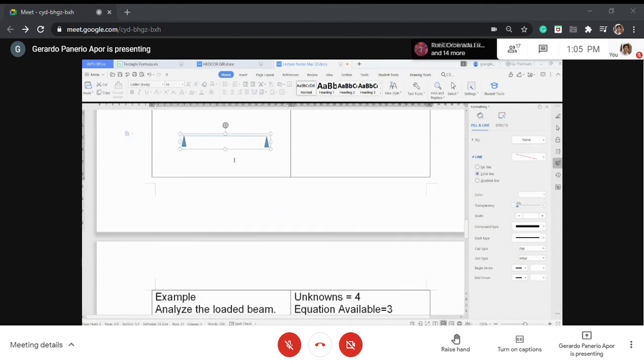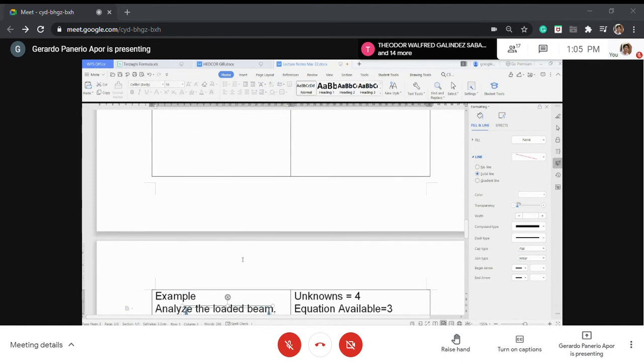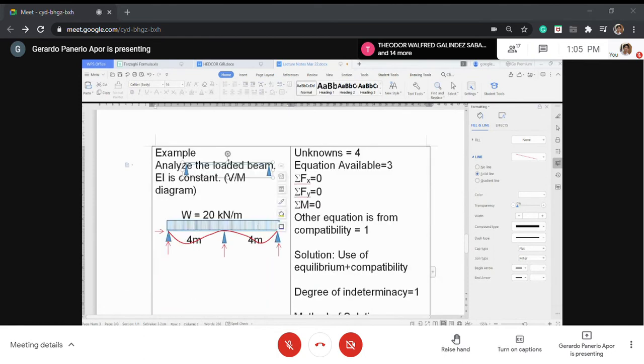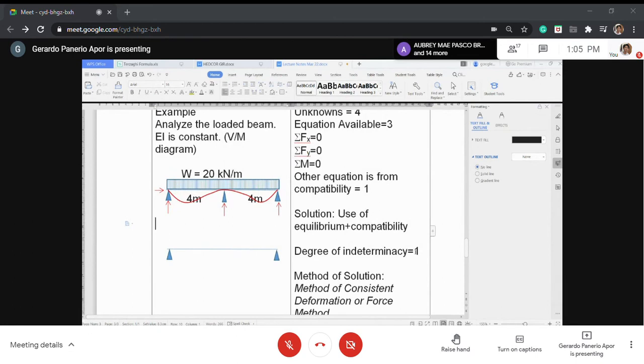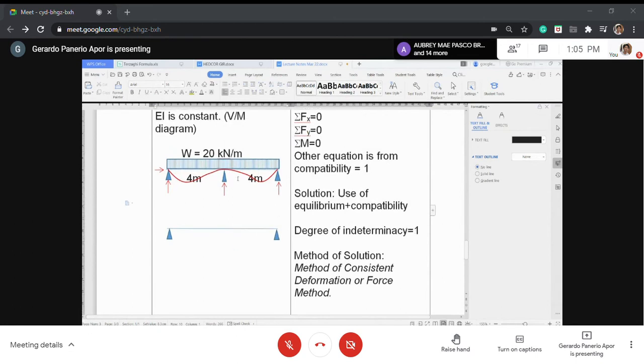In this method of consistent deformation, you are going to remove a redundant support. The number of redundant supports is the degree of indeterminacy. So it is first degree ra imong indeterminacy, so isa lang gyud nga support ang i-remove.